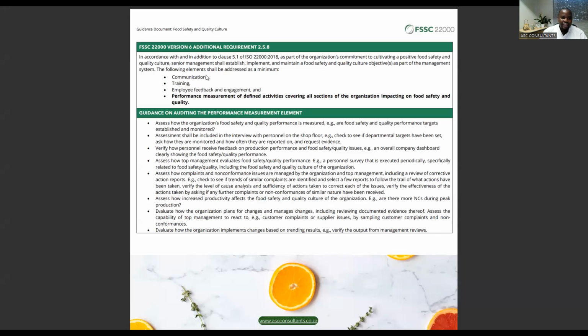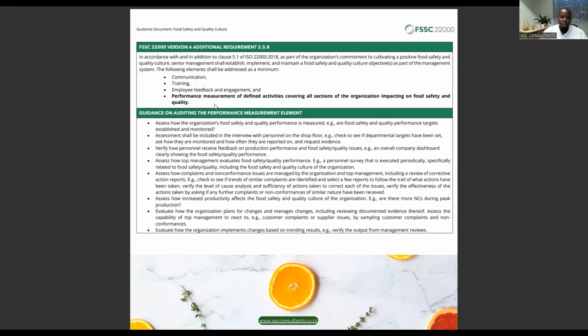So everything else here is somehow addressed, but check if you are doing this. This is another issue here: employee feedback and engagement. So is it done through meetings? Is it done using questionnaires? How are you doing it? You know, how to ensure that there's feedback and engagement with the employees.